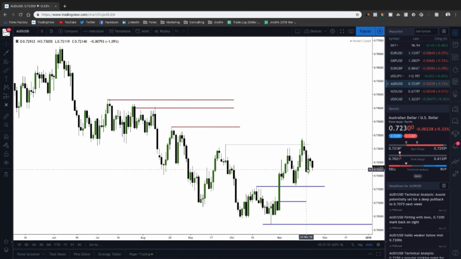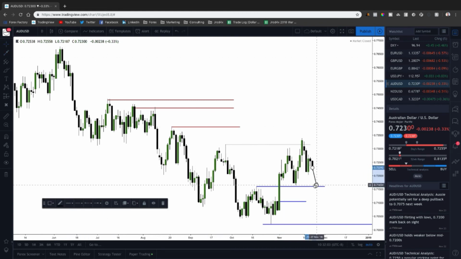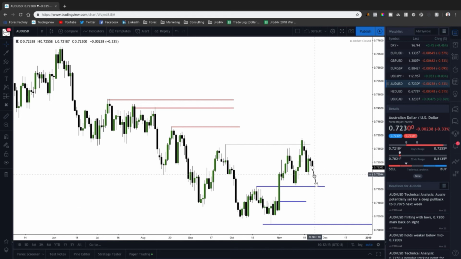So this candle here that formed on Wednesday could potentially become an ICT bearish order block. All we need is a daily candle to close below it. If that happens, we can look for a retest, sell the retest, and look for a continuation lower. That's how I'll be playing Australian dollar.